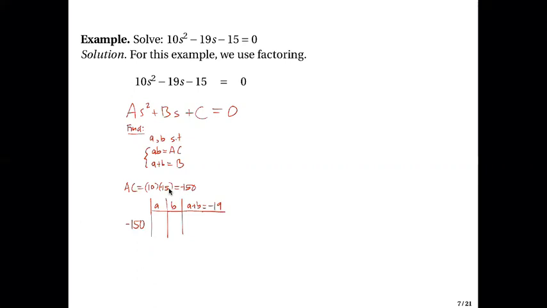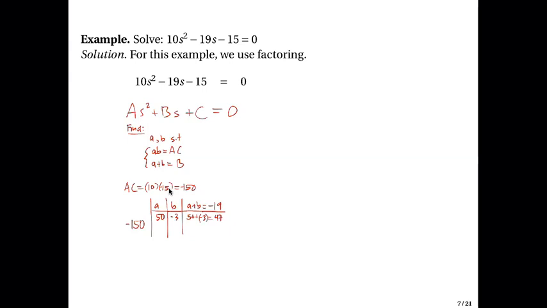Maybe, let me guess. So for example, I have 50 and then minus 3. If you added them, you have 50 plus negative 3. This is 47. This is not a good number.